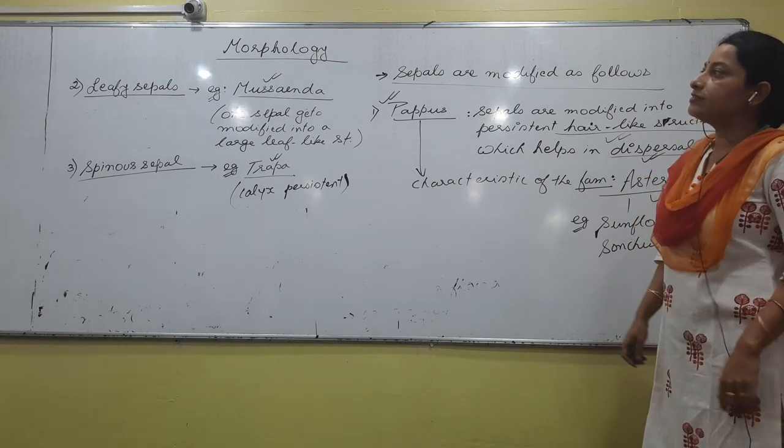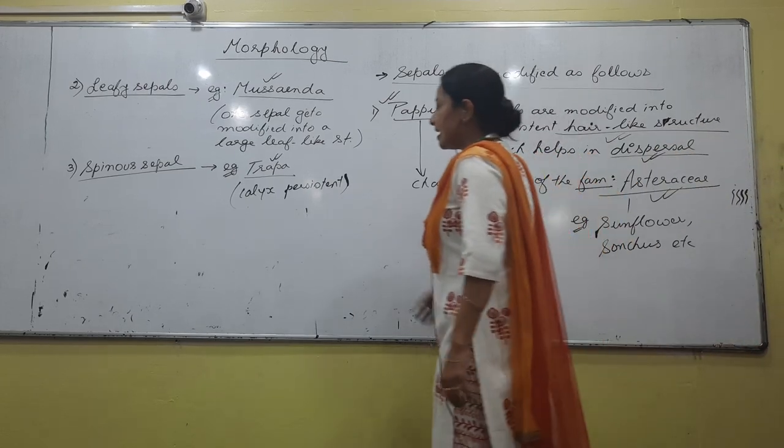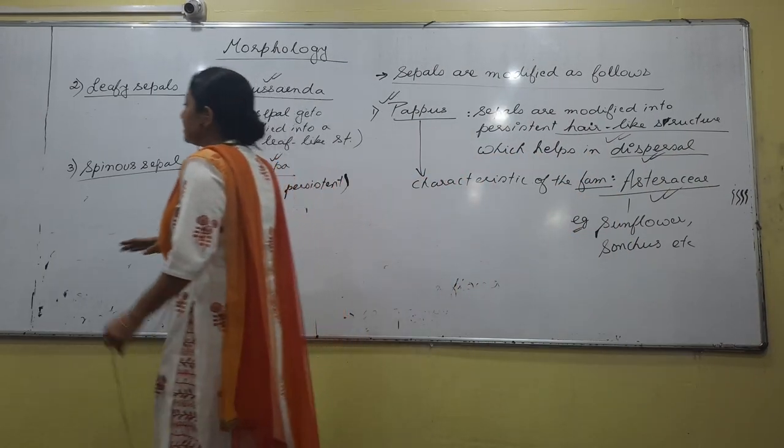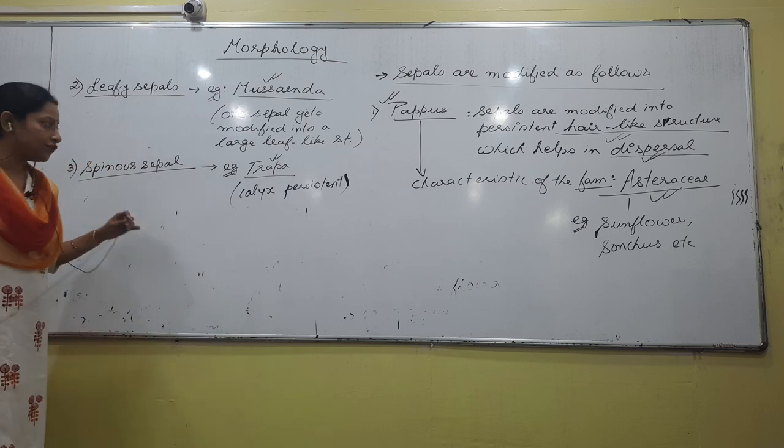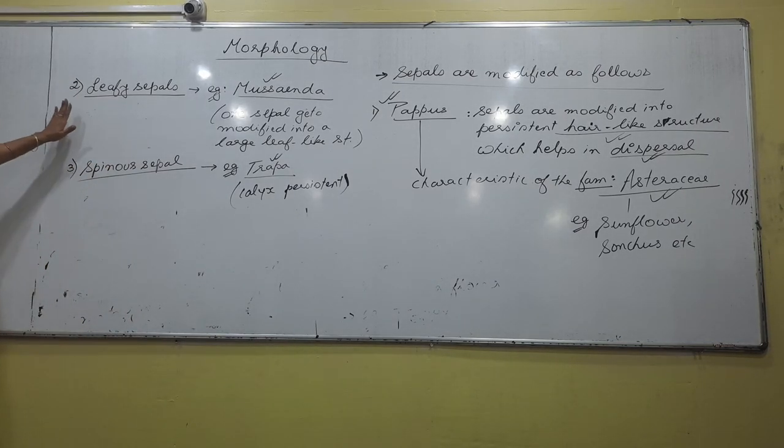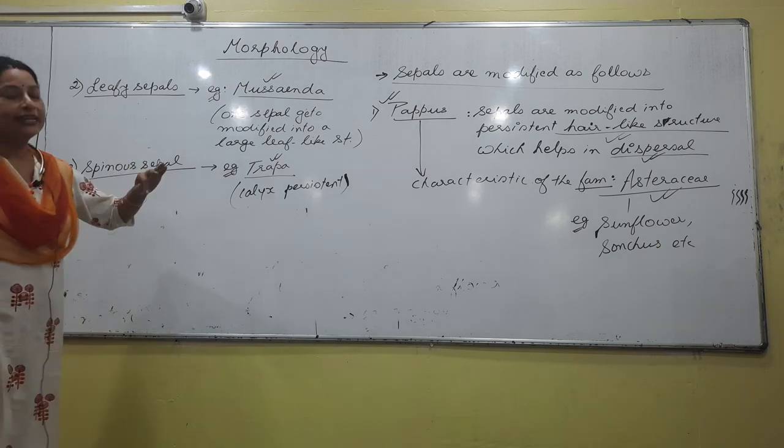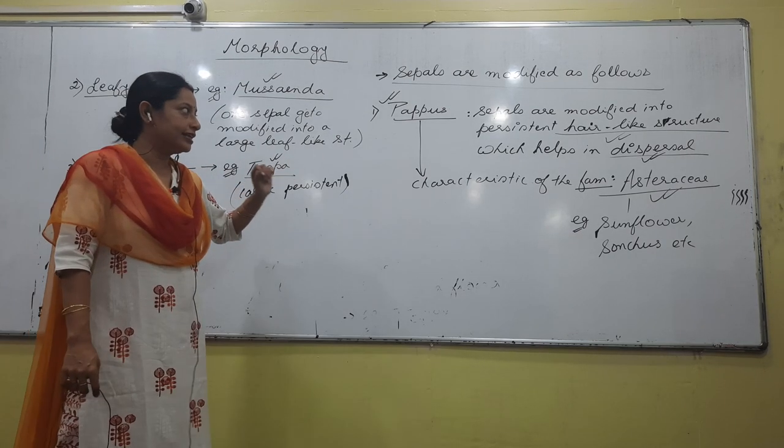So modification of sepals: normal sepals, and on top of that some special sepals, right? So we have to talk about three types of modification: papules, an example of a leafy sepal, and an example of a spinous sepal. Let's know the question first, and then we'll go for the explanation.